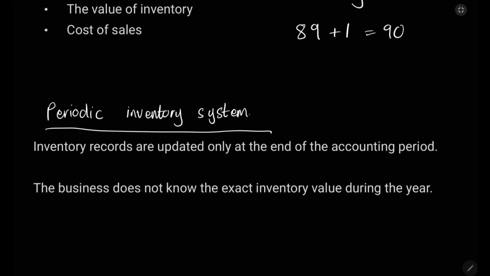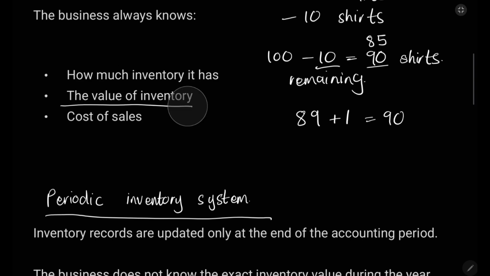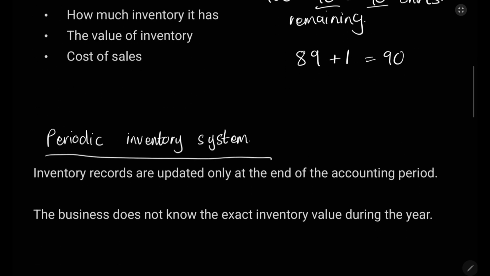Before I even tell you guys the different points under the periodic inventory system, we can obviously tell that the business doesn't always know how much inventory it has, and they don't always know the value of the inventory, simply because they don't always check compared to the perpetual inventory system. So in simple terms, the business waits until year end and physically counts their inventory.